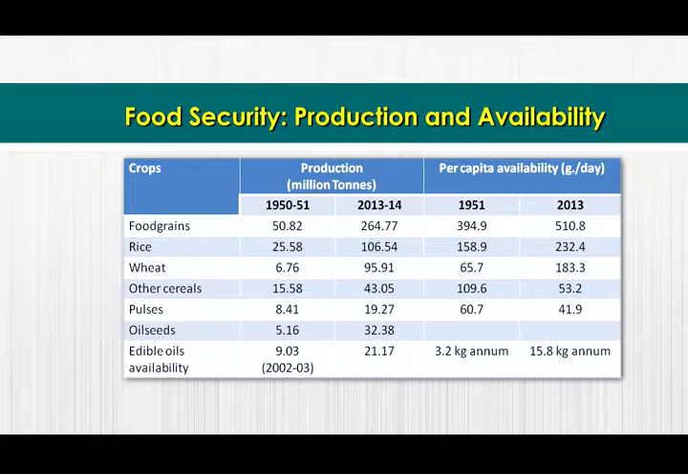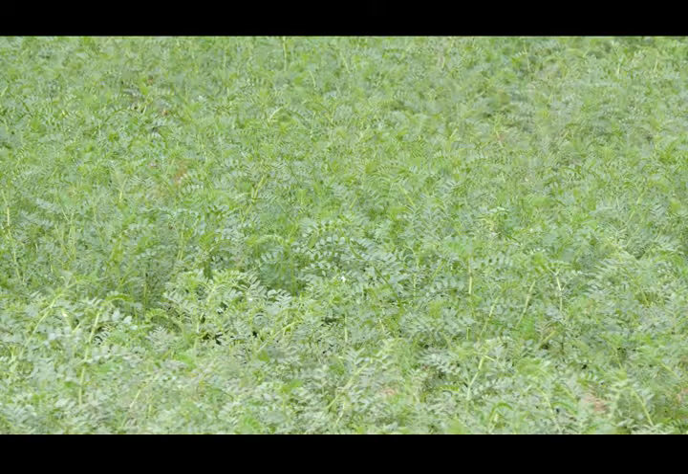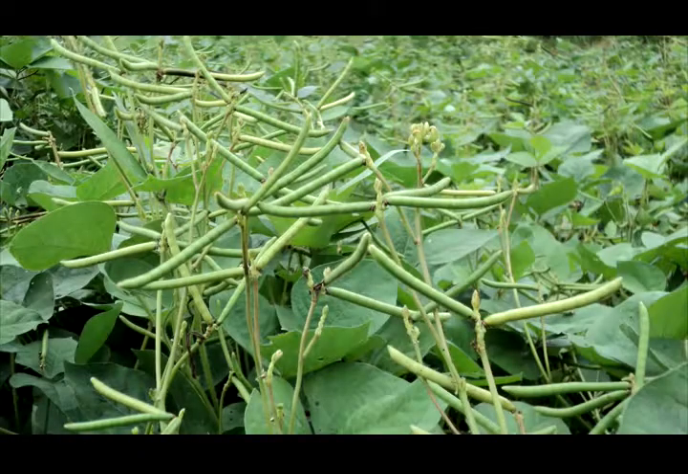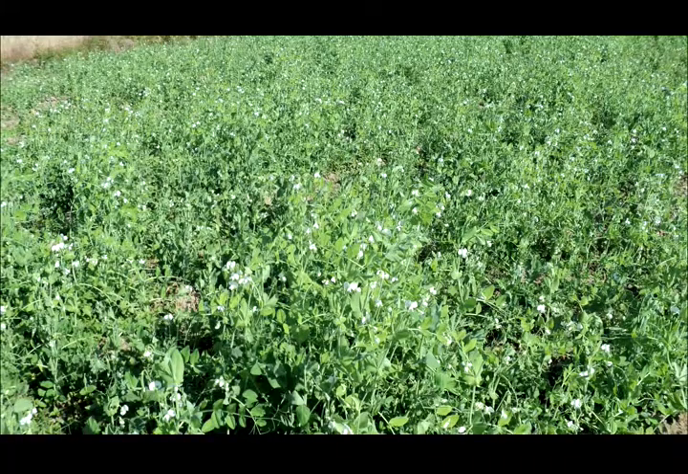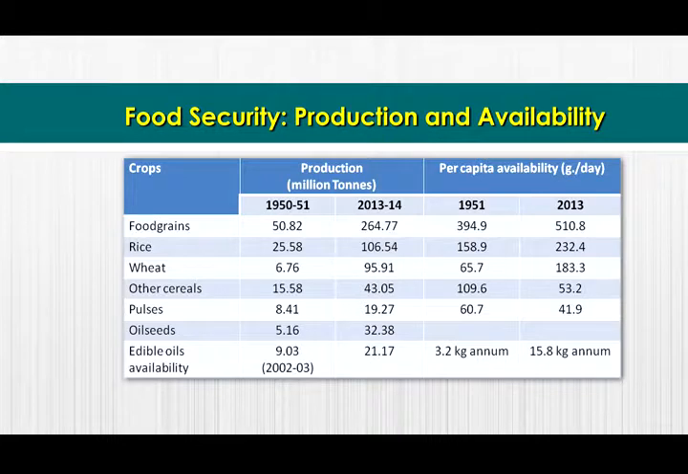Our rice and wheat production also increased. The other cereals production also increased. Then pulses production increased from 8.41 million tons in 1951 to 19.27 million tons in 2013-14. But this increase in the production of pulses is not sufficient, because the per capita availability of pulses has declined from 60 grams per day to 41 grams per day in 2013. Edible oil availability increased from 9.03 million tons in 1951 to 21.17 million tons in 2013-14. Then per capita availability of oil seeds has increased from 3.2 kg per annum to 15.8 kg per annum.